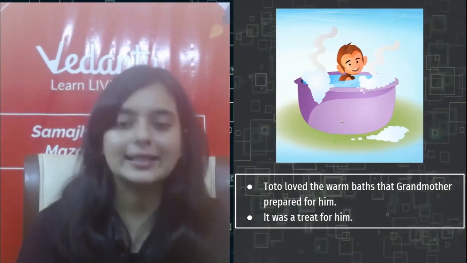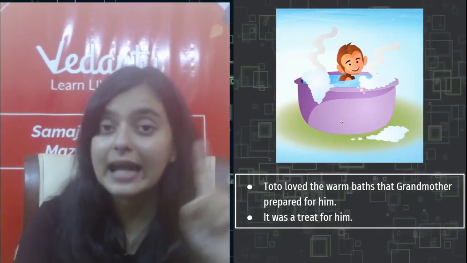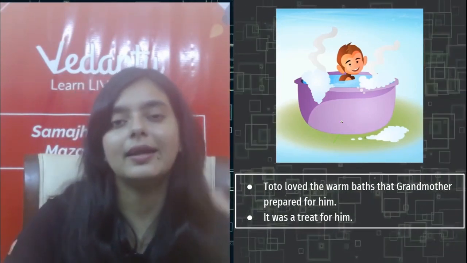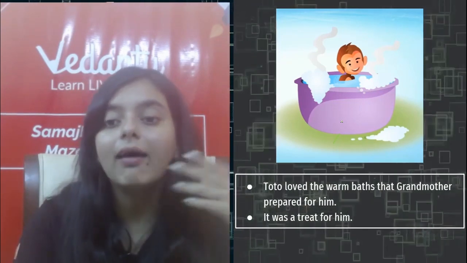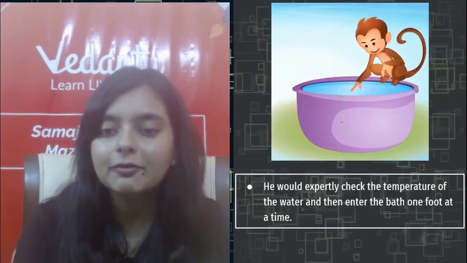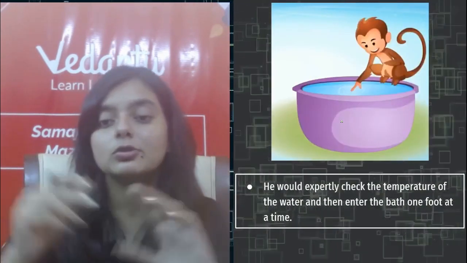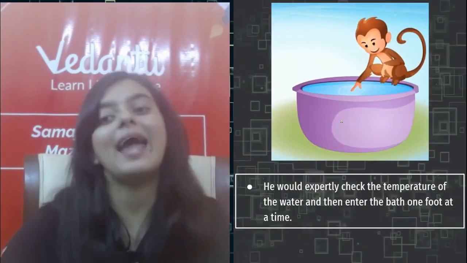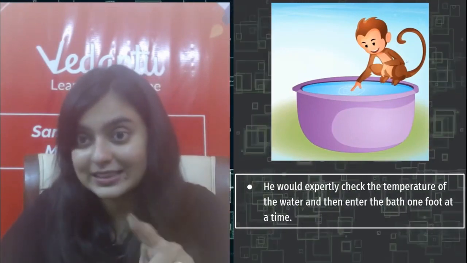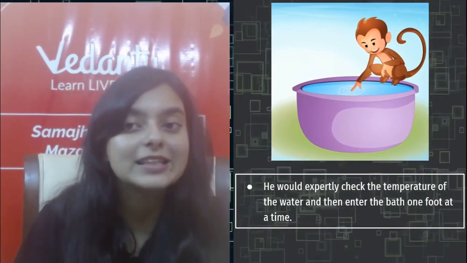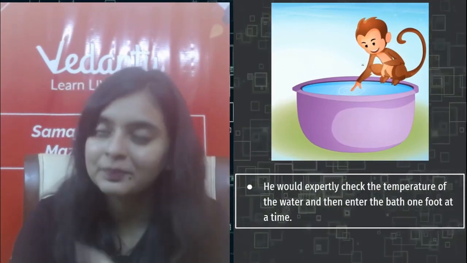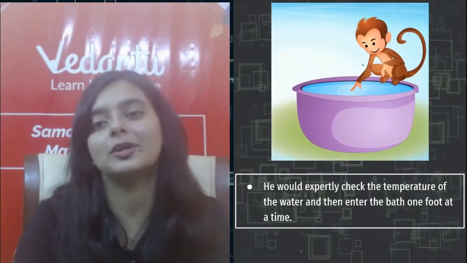He used to enjoy his bath. It was a treat for him, and he had seen the narrator and his family, and he had learned from the humans. What he used to do is he used to expertly check the temperature of the water, and then he used to enter the bath one foot at a time. See, so intelligent. So this also proves that Toto was very, very intelligent. So when you're attempting the character sketch, please don't forget to put this.